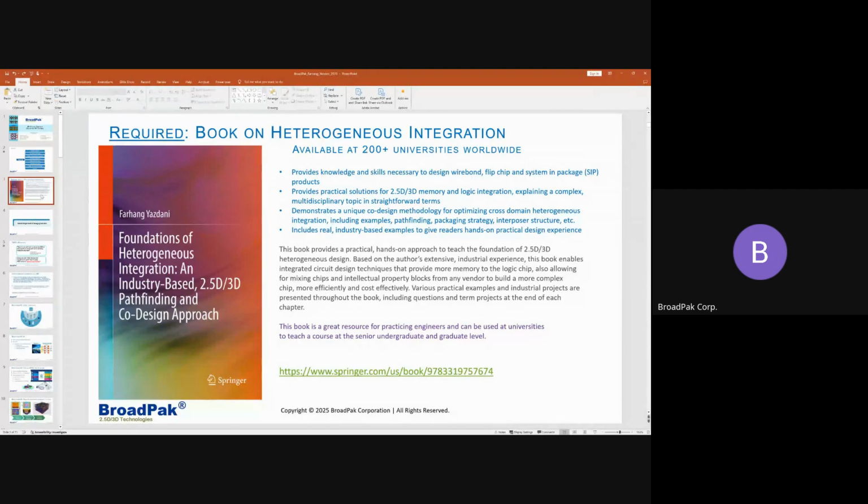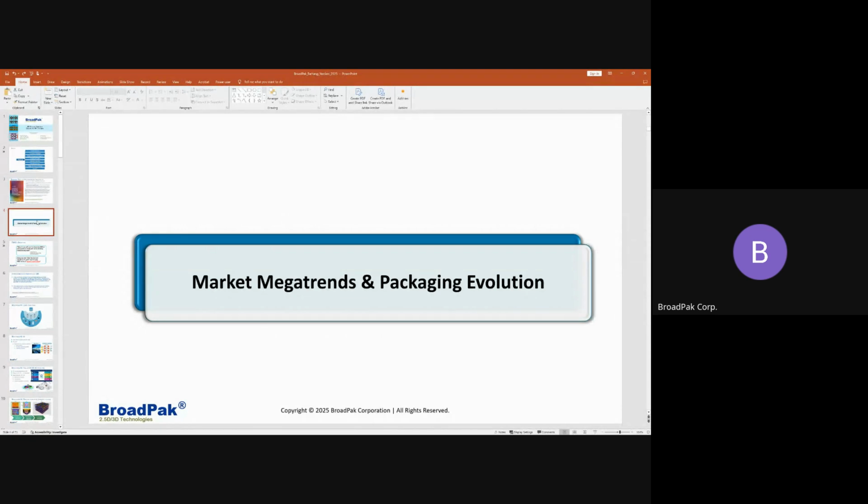As was mentioned in the intro, here's the book on heterogeneous integration. I strongly recommend getting it, or it might be available at the library at the universities. It is already at 200-plus universities worldwide. It is very hands-on, nothing theoretical. It explains in detail with practical examples how to do this type of integration and design. It's a very good resource, so I would say this is the starting point to further learn about this.